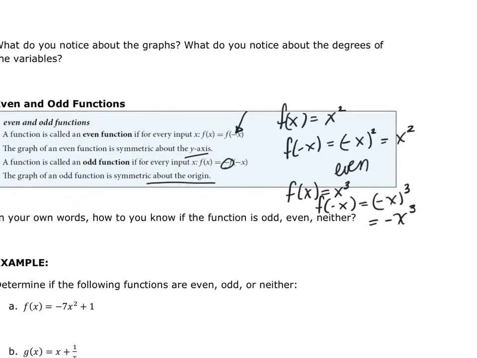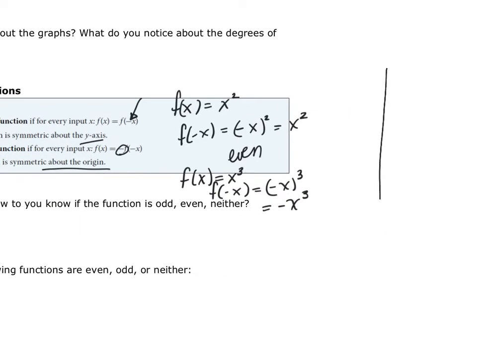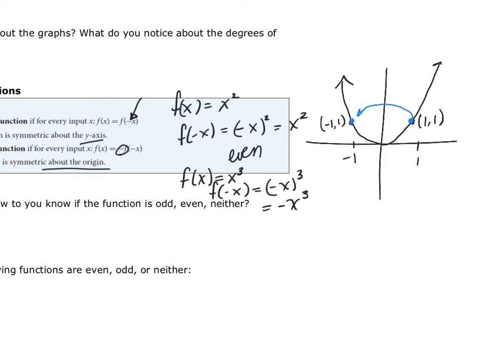Now what symmetry means, when I have symmetry about the y-axis or the origin, is this. If I put in a positive 1, a 1 will come out. So this is the point 1, 1. If I put in a negative 1, I have symmetry across the y-axis, and a positive 1 comes out. So we notice that this point right here has a mirror image over on this side across the y-axis.